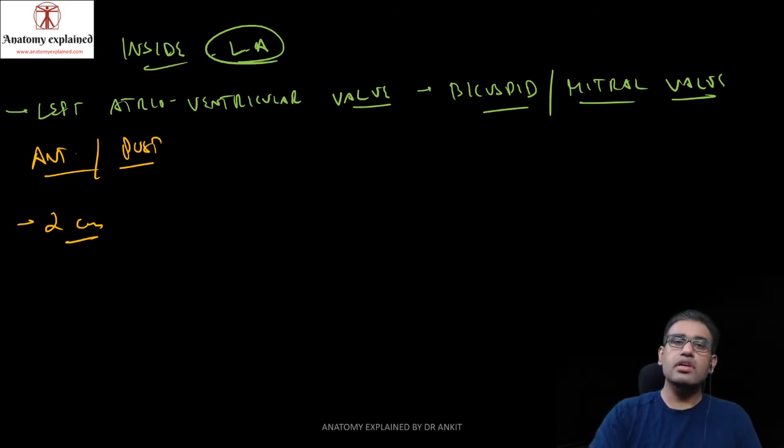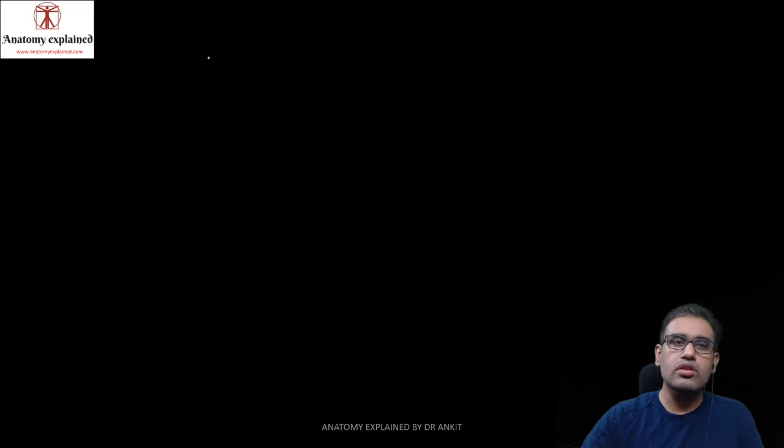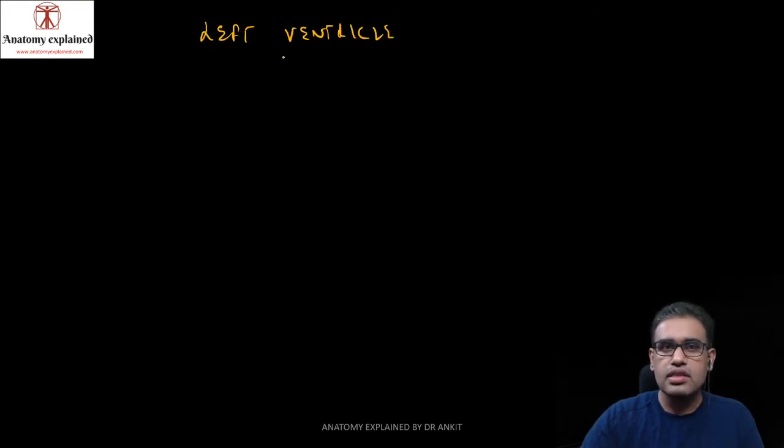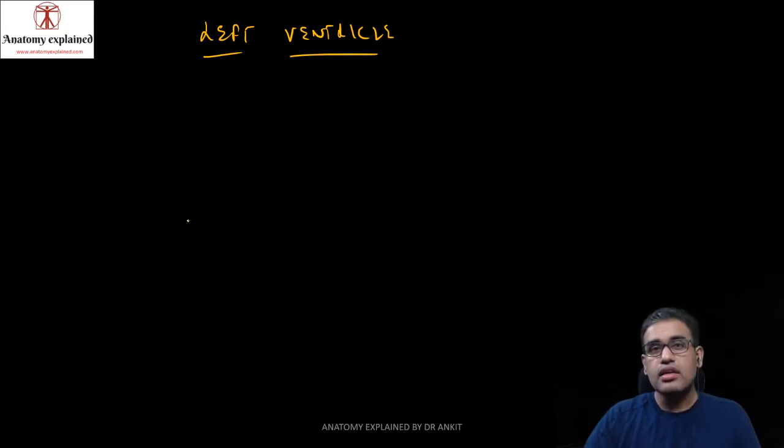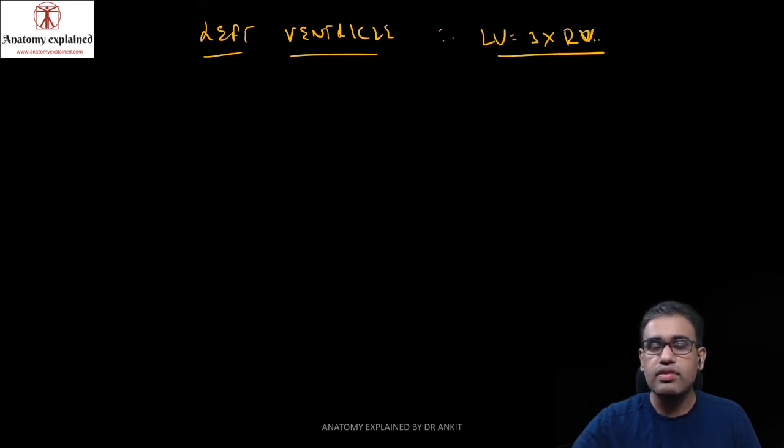Now we reach from the left atrium and go into the left ventricle. The left ventricle is the thickest of all four chambers. Why? Because its outflow part is the aorta, which has to pump blood into all the arteries of the body. So it has a high vascular resistance to overcome. Therefore, the walls are thick. As we discussed for the RV, the LV walls are around 3 times thicker than the RV walls, that is the right ventricle walls.